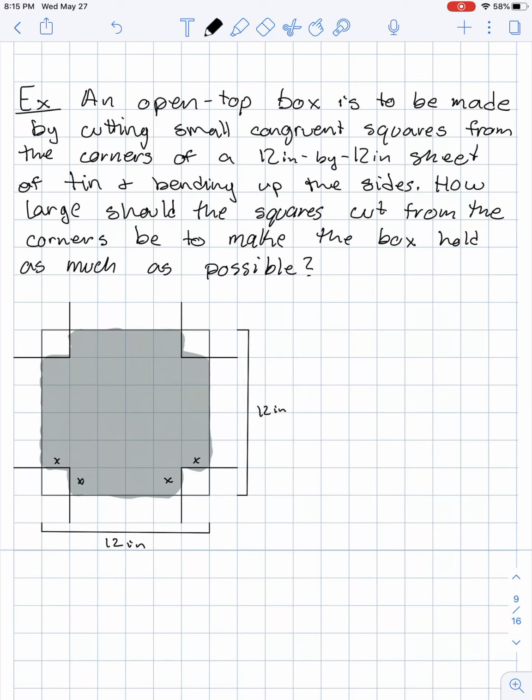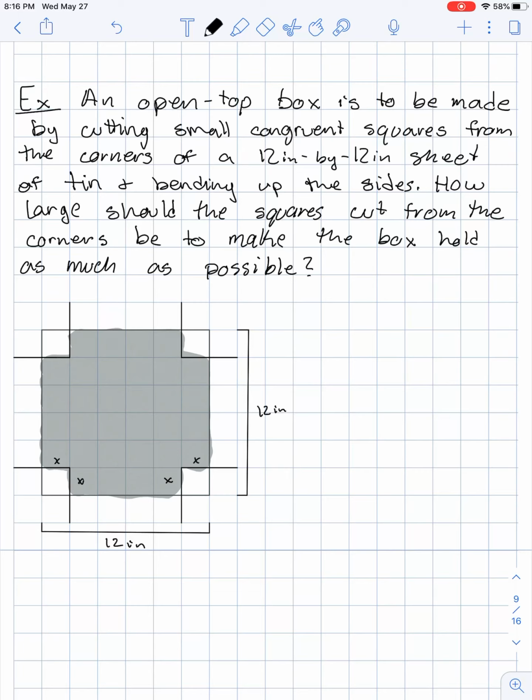All right, so the first one is we have an open top box, and it's to be made by cutting small congruent squares. So congruent means the same size, but that's also a square. From the corners of a 12-inch sheet of tin and bending up the sides. How large should the squares cut from the corners be to make the box hold as much as possible? Okay, that made more sense.